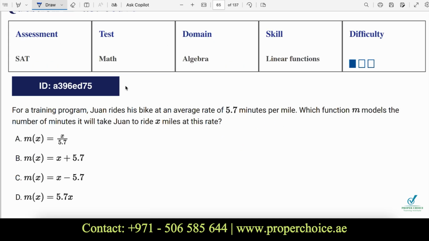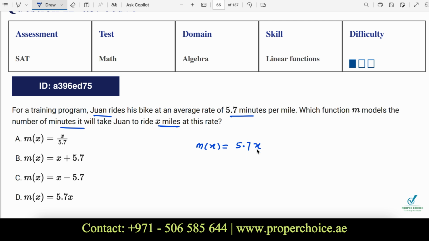It's a simple word problem. It says for a training program, John rides his bike at an average rate of 5.7 minutes per mile. Which function m models the number of minutes it will take John to ride x miles at this rate? So 5.7 minutes per mile, and now for a person to ride for x number of miles, which equation should we use? So m(x), what they have written, is equal to 5.7 times x.